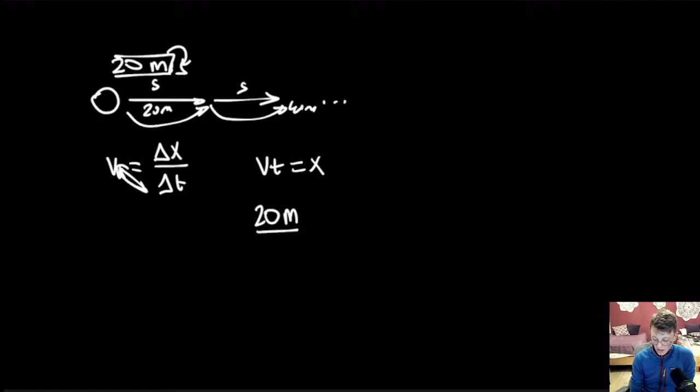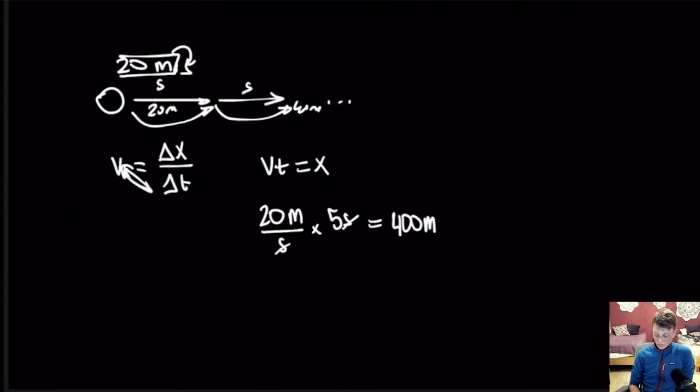If we want to do the math, our velocity is equal to the change in displacement over the change in time. You multiply these two together, right here. So vt will be equal to the distance. So 20 meters per second times the 5 seconds. We're going to go a total of 400 meters in this direction.